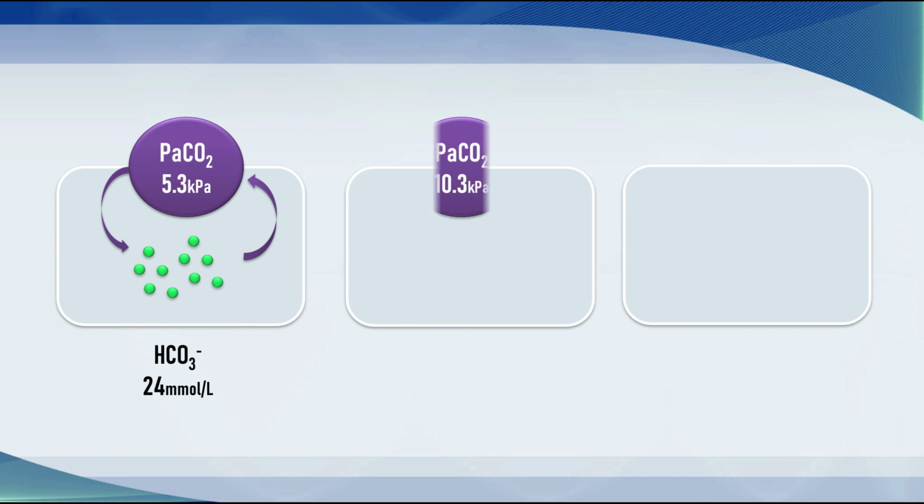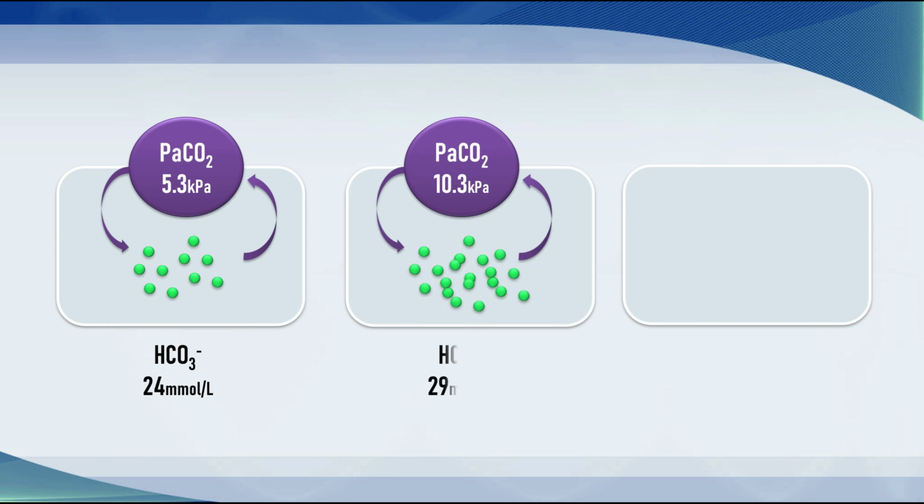In our normal situation, we have a PaCO2 of 5.3 kilopascals or 40 millimeters of mercury. There is a steady state relationship between the production of carbon dioxide and the production of bicarbonate, and the bicarbonate level is 24 millimoles per litre. If over several hours, maybe a day or two, the carbon dioxide level rises, then the bicarbonate level will, by definition, also rise because bicarbonate is a byproduct of carbon dioxide. So the bicarbonate level will rise, but it arises slowly.